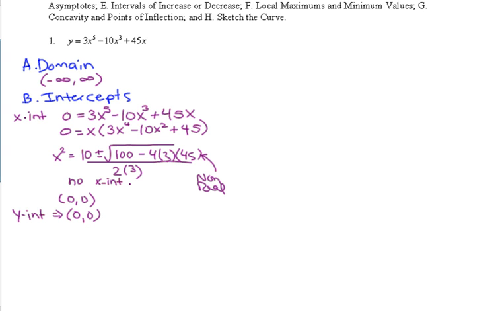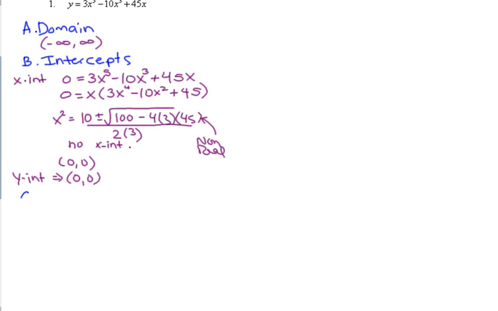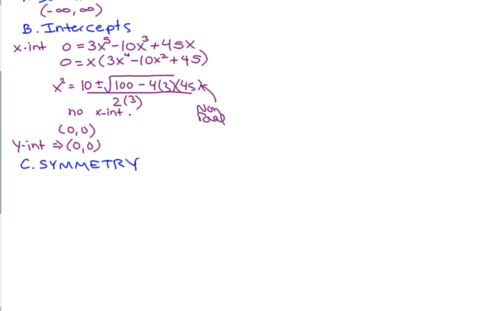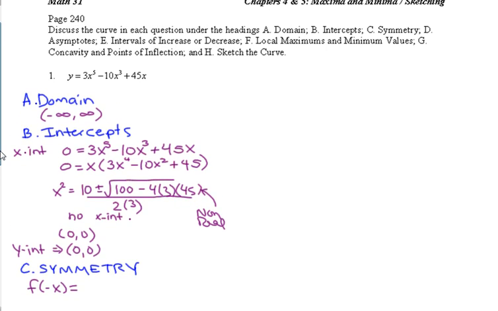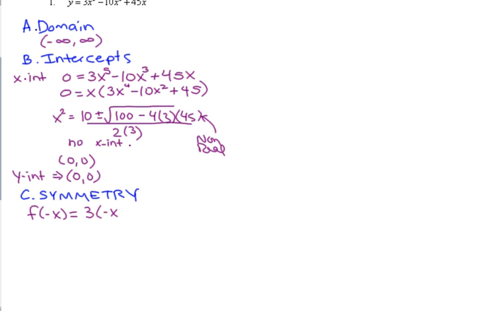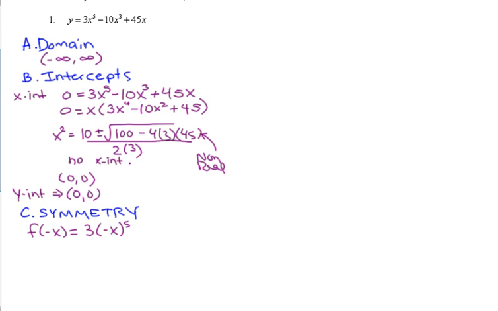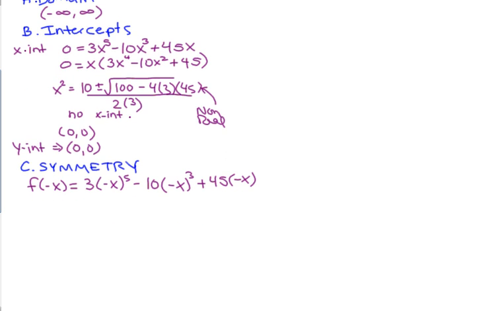Okay, C, symmetry. How do we figure out symmetry? Color coding, I find, is helpful. No? Okay. Symmetry, you're going to have to sub in f of negative x and see if it comes out as negative f of x or f of x. So in this case, subbing in a negative x every time we see x, negative 10 times negative x cubed plus 45 times negative x. So what happens when you fifth it or cube it? Still is negative.